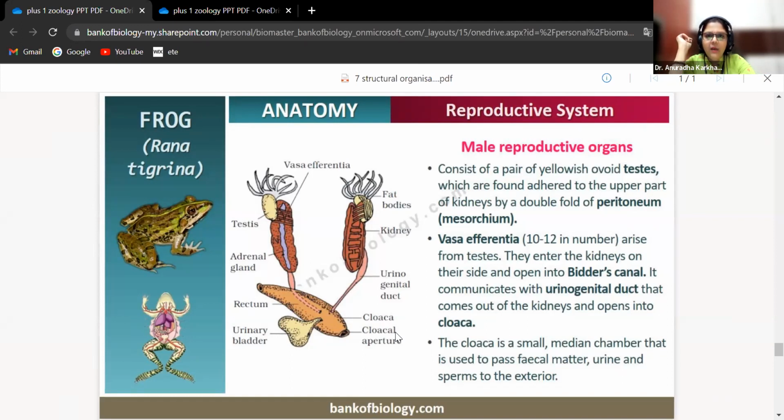Cloaca is a small median chamber that is used to pass the fecal matter, urine, and sperms to the exterior. So, like in human beings, we have these differences. In frogs, all the three are going to be passed out through the same opening, that is the cloaca. Got it? So this is one of the major differences.